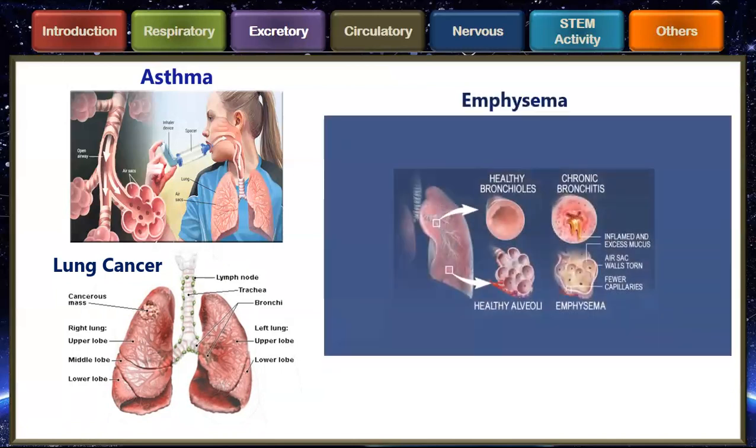This is emphysema. This is what happens when you have it. This is chronic bronchitis. Look at this one. This is what we call mucus, the yellowish one. And this happens when you have emphysema. So this is an unhealthy air sac, or alveoli, compared to this, which is what we call healthy bronchioles and healthy alveoli.